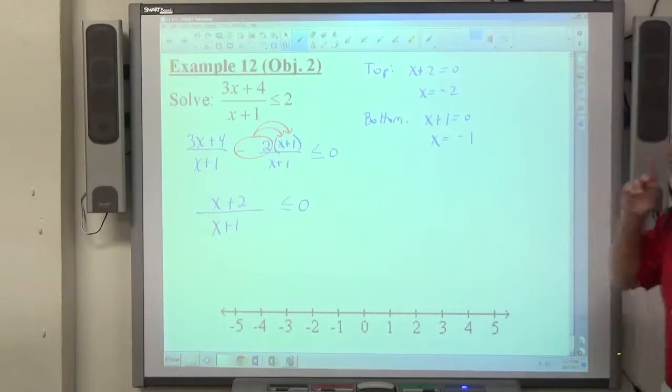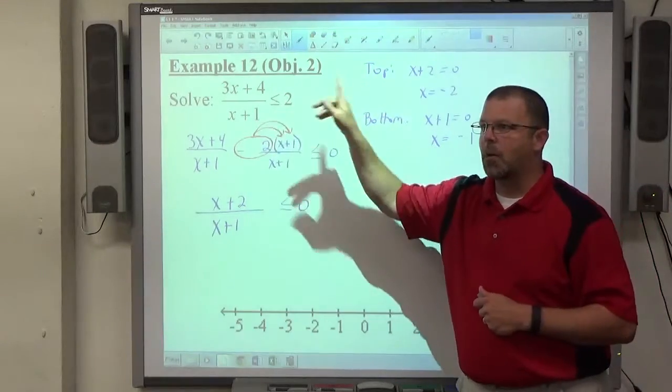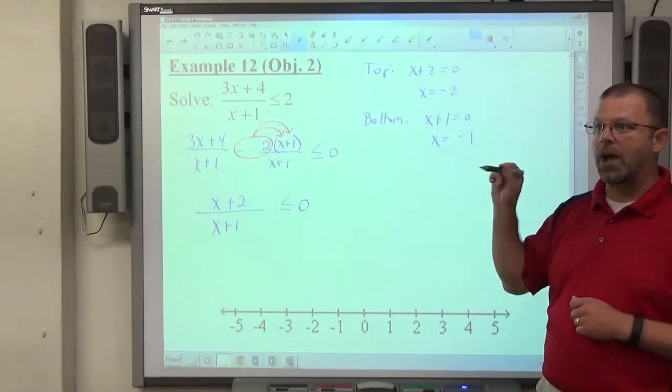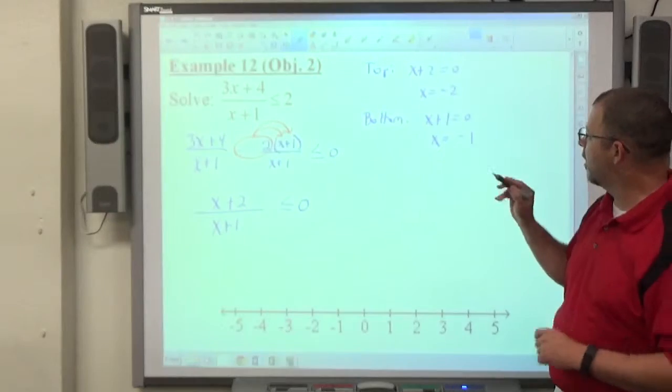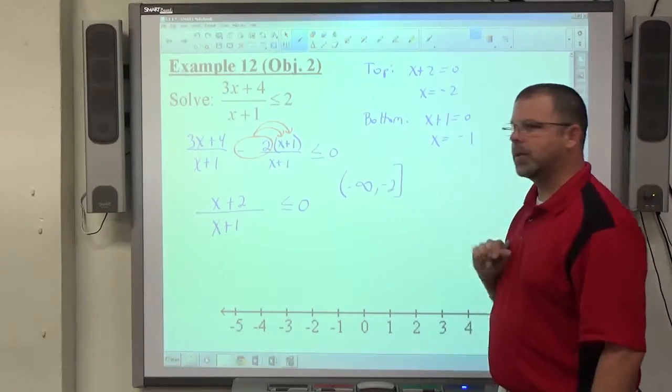All right? Now, I'm making intervals again. This time there's an equals to. I want you to be careful when you're making your intervals on a rational inequality. All right, watch how I do this. I'm going to go from negative infinity to negative 2 bracket.